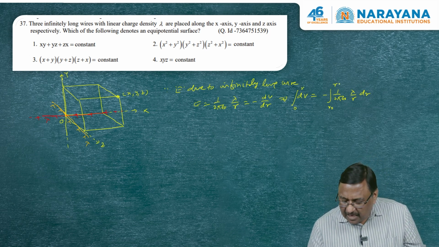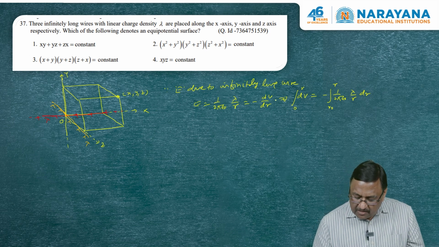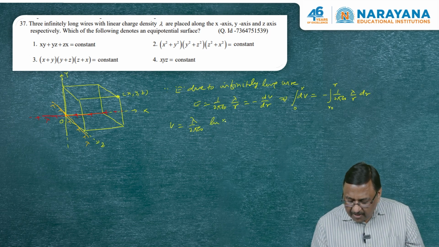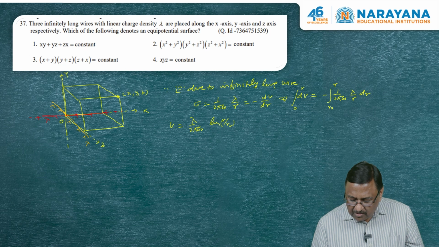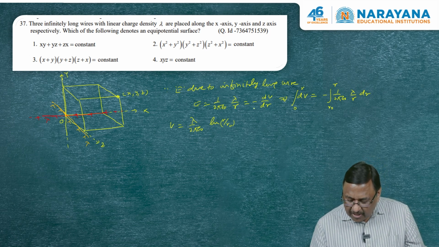Here be careful, this r is now my perpendicular distance from this wire. Okay, here we are writing this, so if you solve this, we get V is equal to 1 upon 2 pi epsilon 0, lambda into log of r, so I can say log of r divided by log of r naught, something like that. If you say with a minus sign here, so what should I write minus here?